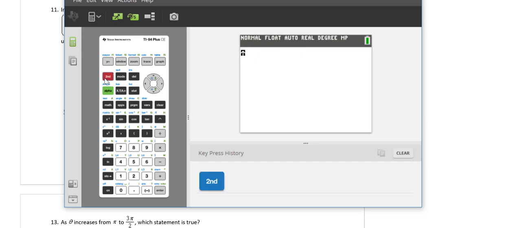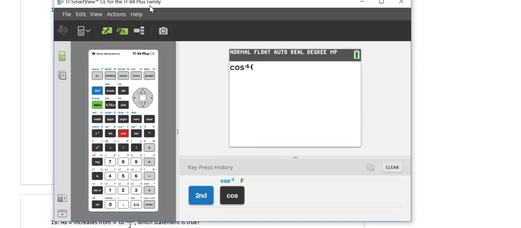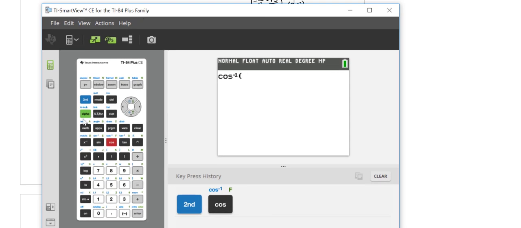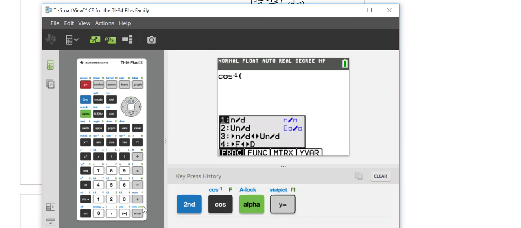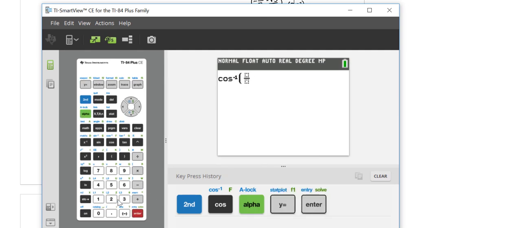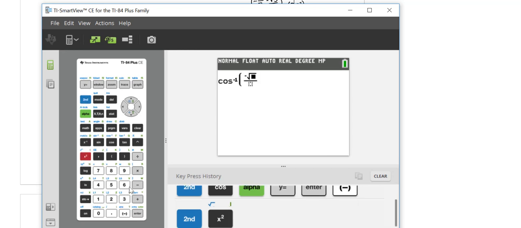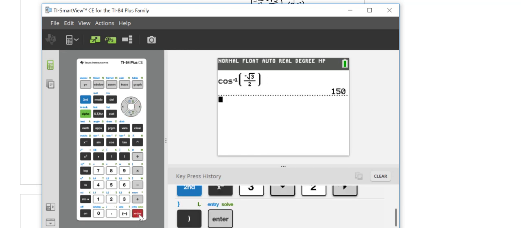So I'm going to go here and do second cosine. You guys did this in Math 2H last year to find that measure of the angle. I'm going to click on alpha y equals, so it gives me that stacked fraction. It just keeps me more organized. And I'm just doing negative square root 3 over 2. And when I press enter, I get 150 degrees.